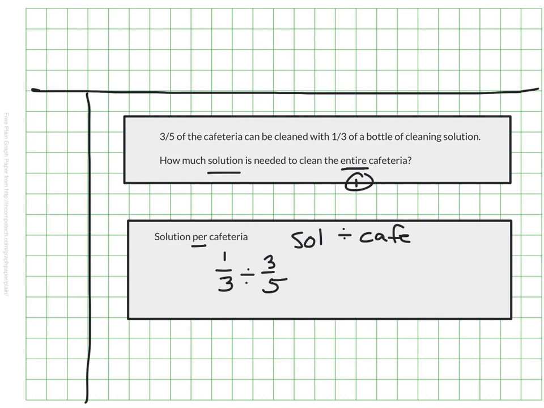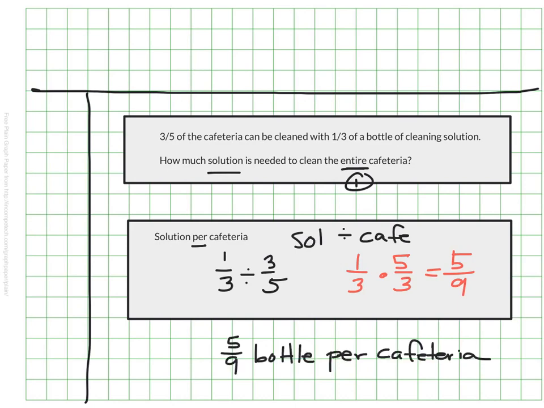This is not an example where it would be nice to kind of skip count to get to one whole, right? 3/5 does not skip easily into one whole. So I think this last option of just straight division might be our best choice here. And when we do that, of course, right, we keep that 1/3 the same, we multiply by the reciprocal, and we get 5/9, which means that it takes 5/9 of the bottle per cafeteria cleaning, right? So if we want to do the whole thing, it would take 5/9 of the bottle per entire cleaning.